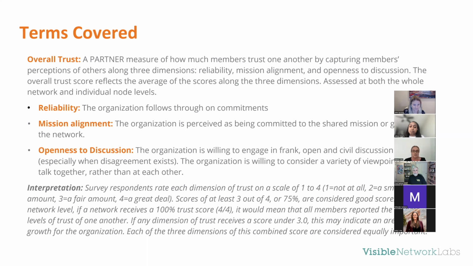And then again, for interpretation, we have the scores. They're out of 4. Anything higher than 3 is considered good. Anything less can indicate an area for growth.